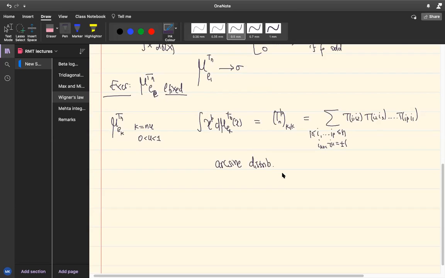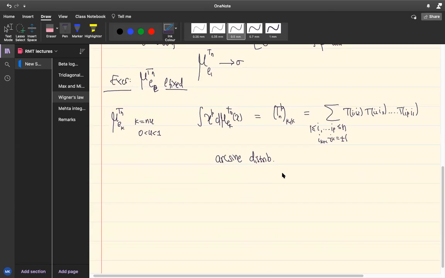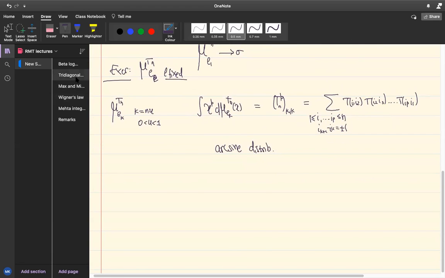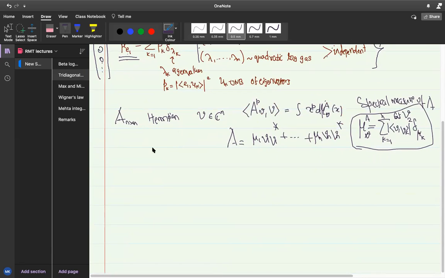Okay, I have one small question. Who and when first found this nice connection between beta log gas and tridiagonal matrices? That's a good question. I was planning to tell it when I say how this comes. The history, very quickly, is that it was done by Trotter in 1984, I think, or 83, sometime like that. What he did was very specific for beta equals 2 and 1.